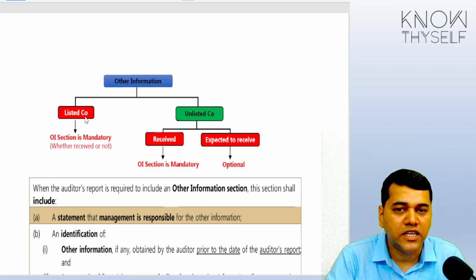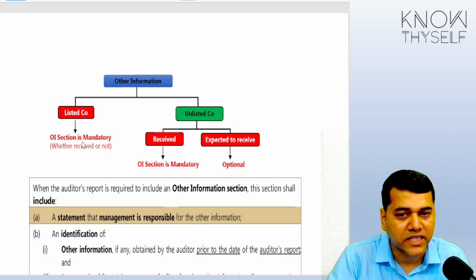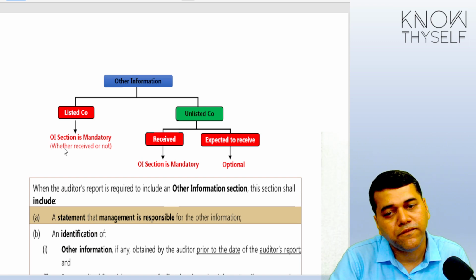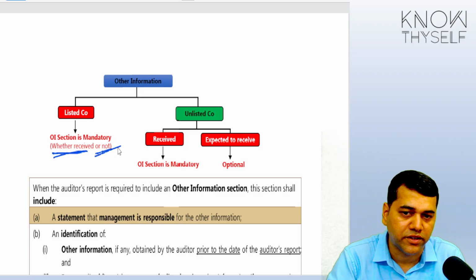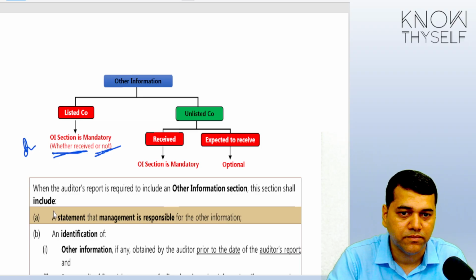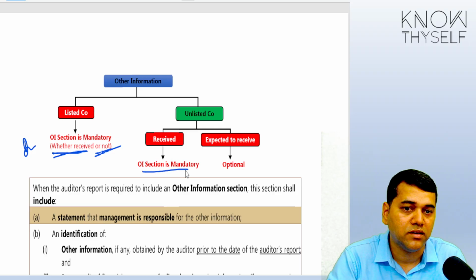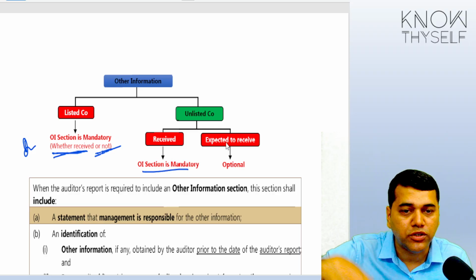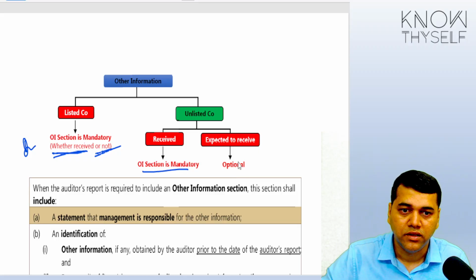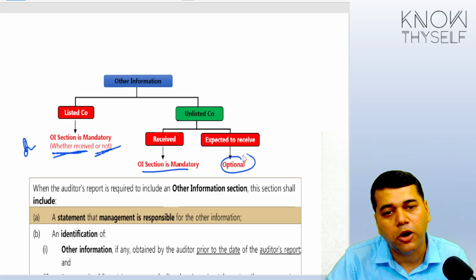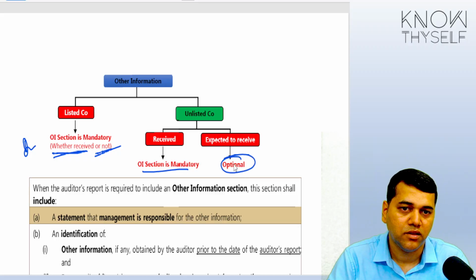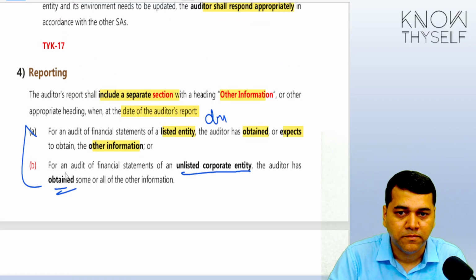Okay. Other information section is mandatory. Whether you have received the draft or you have not received it, you have to tell. But for an unlisted company, only if you have received it, then you have to tell. If you are expecting to receive it but have not yet received it, then in your audit report it is an optional disclosure. This is what this para says.